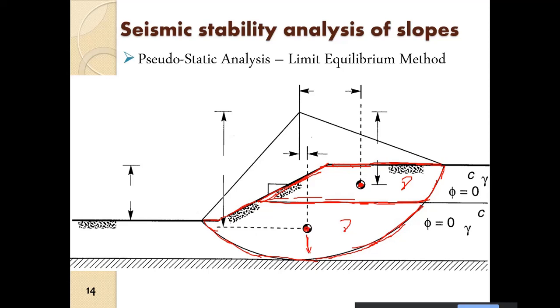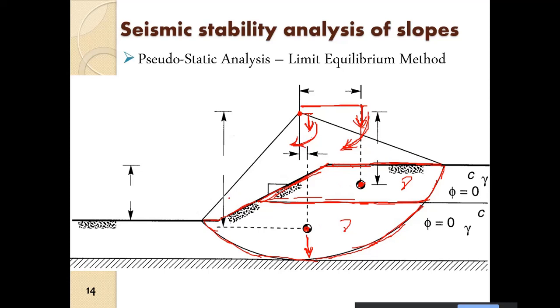So if there is a W acting here, and this is the center of rotation, we have a moment of this W about this point in this direction. This is destabilizing. This weight will have a moment in this manner. This is the lever arm and this is the weight. So the weight is destabilizing.